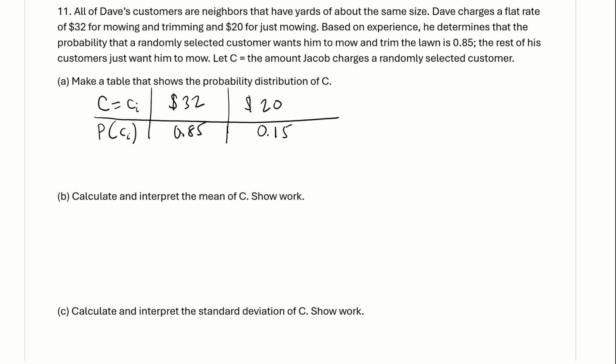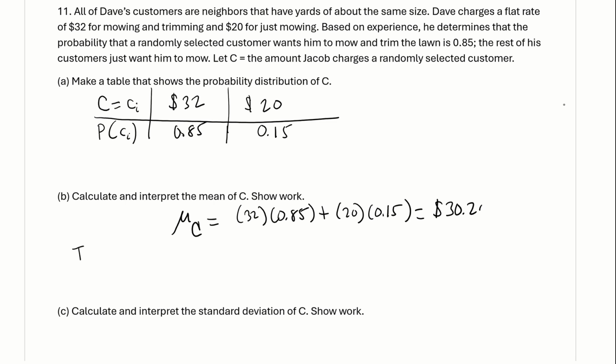Part B, calculate and interpret the mean of C. So we got mu of C equals 32 times 0.85 plus 20 times 0.15. That's it. So that's going to be $30.20. And we want to interpret it.